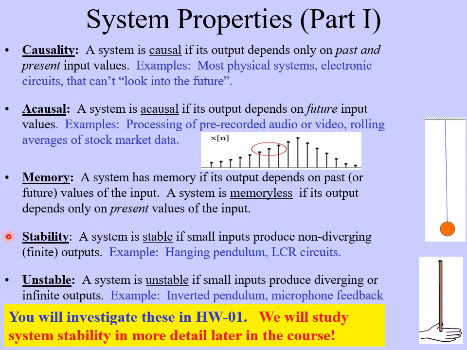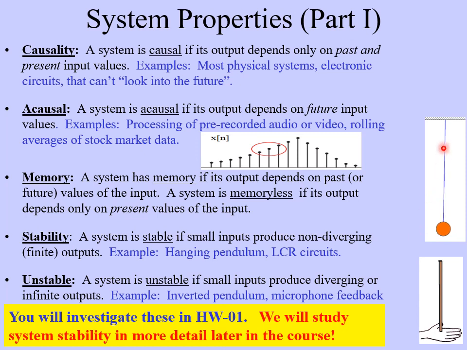One of the key system properties that we will deal with throughout this course is system stability. A system is stable if small inputs produce non-diverging or finite outputs. This is a loose conceptual or qualitative definition of stability. We'll have more precise and quantitative ways to figure out stability later. But for right now, you can think of a stable system as one that just behaves well as long as the input to the system is not too large.